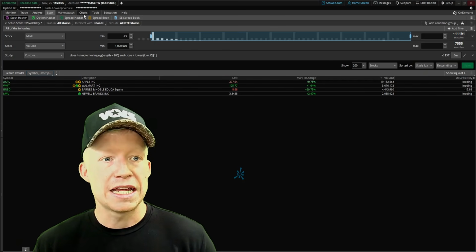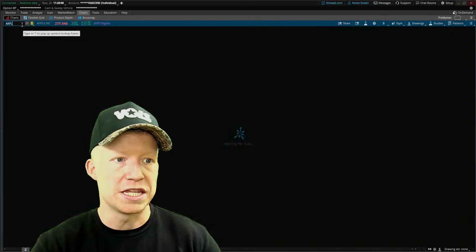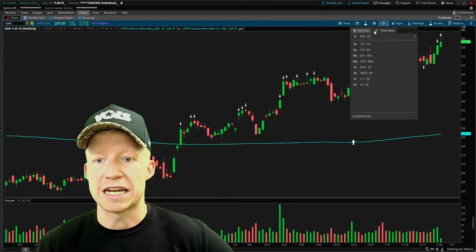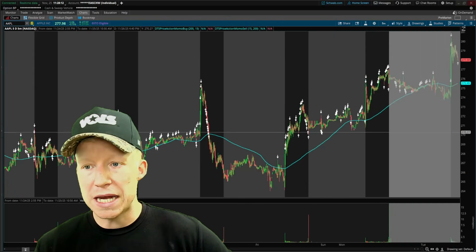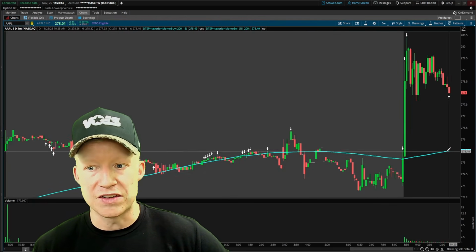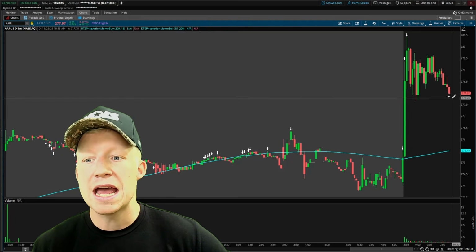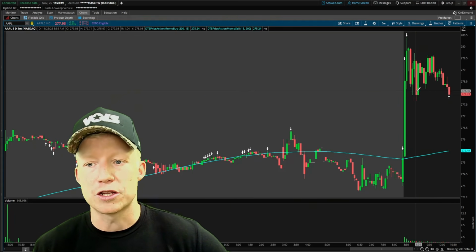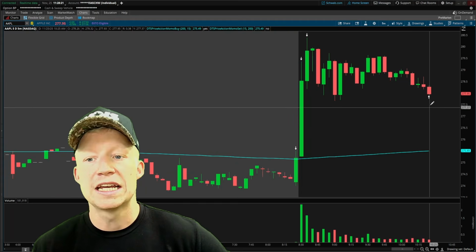In fact, the top stock is Apple. So if we go load in the Apple chart, and instead of the daily, we load in the 5-minute, we can indeed see this stock is obviously above its 5-minute 200 SMA and trading below the lowest low value out of the previous 15 candles.